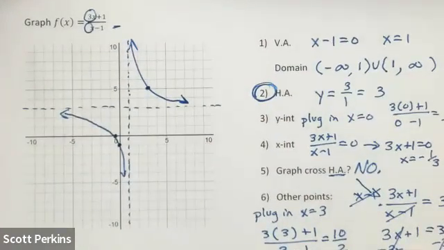We're just doing a sketch. That is what I am requiring. That's the minimum amount, because that tells me, do you understand the behavior of the rational function?